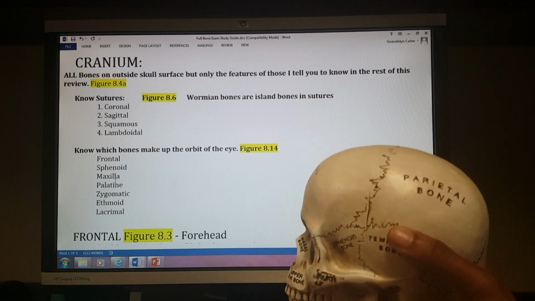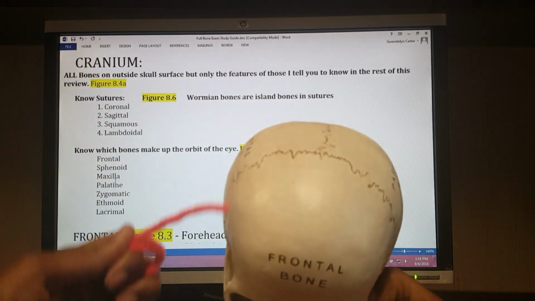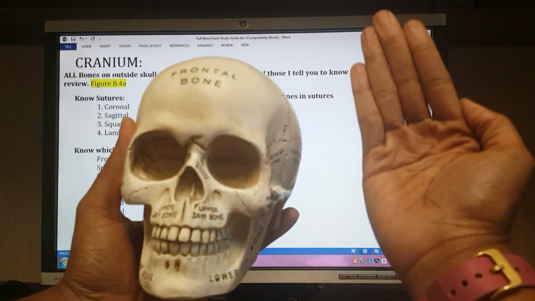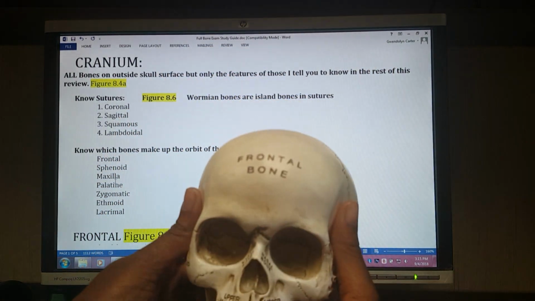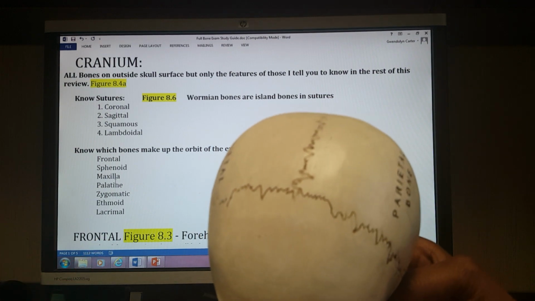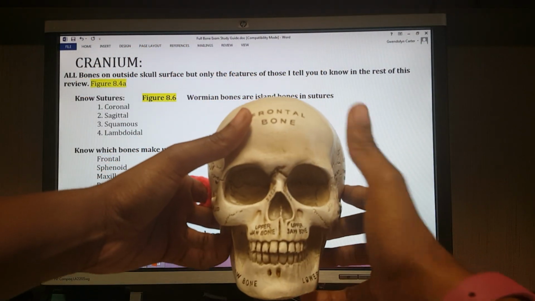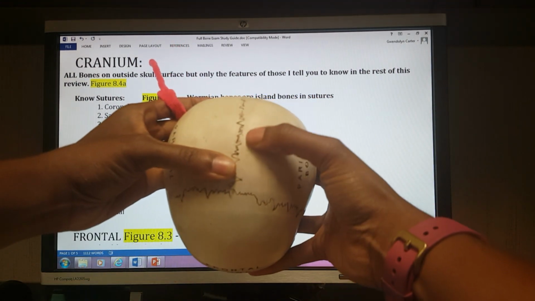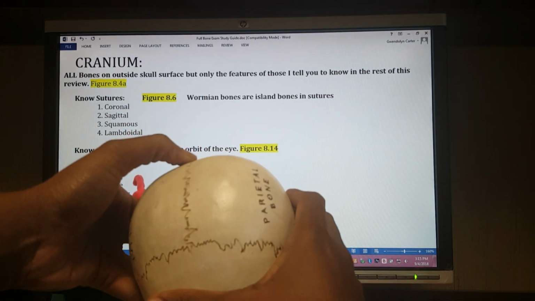So knowing the sutures, there's 4 sutures you need to know. The first one is your coronal suture, going across the top of the head, just like a coronal cut through the body, or frontal cut through the body, cutting off the front of that person. A coronal cut is still in that same plane. Next one is sagittal. So same thing like your sagittal plane, dividing left and right. Sagittal suture going down the middle of your skull.